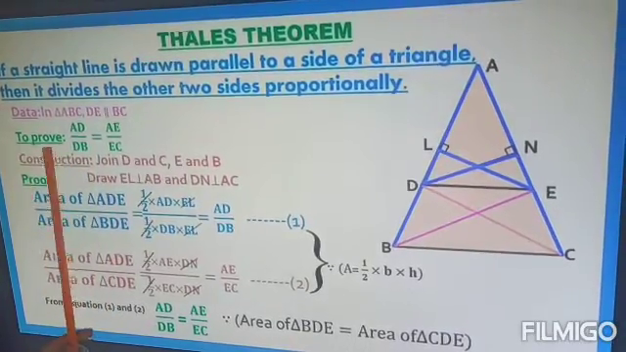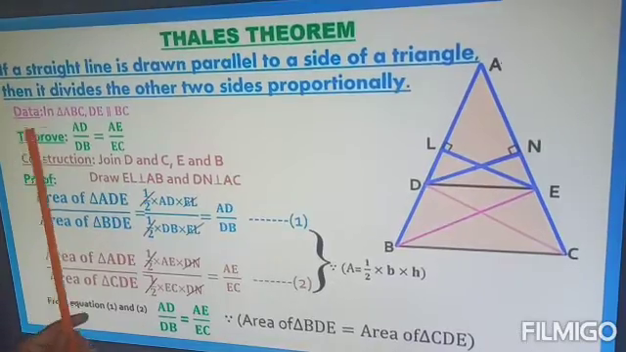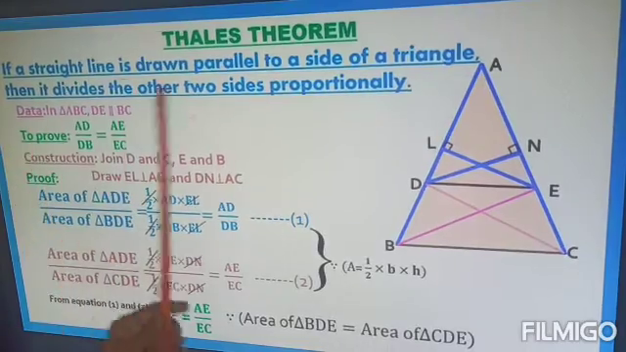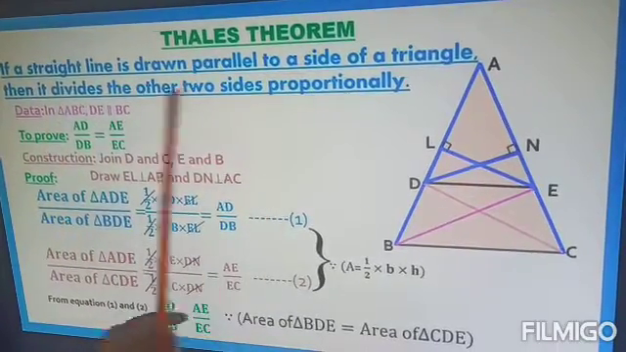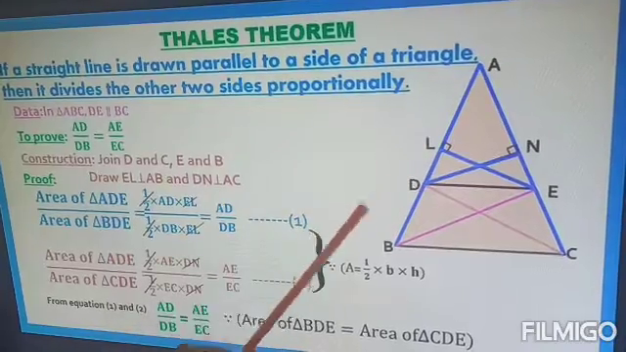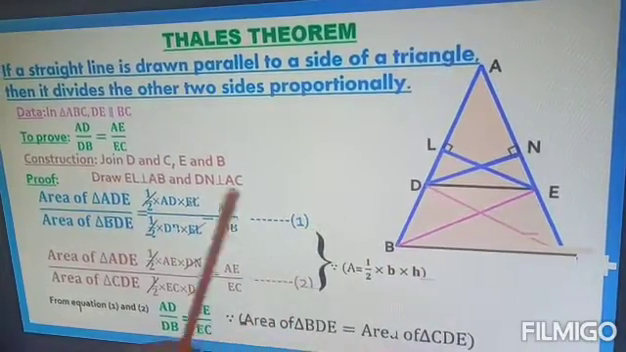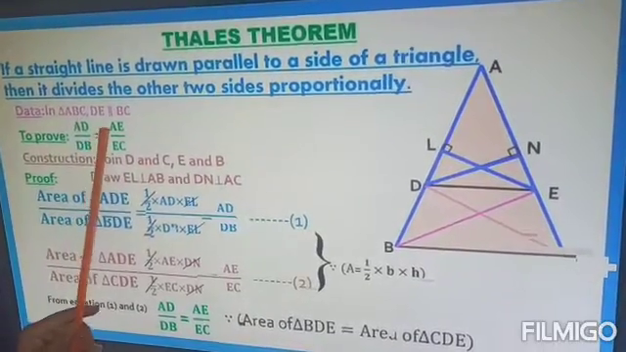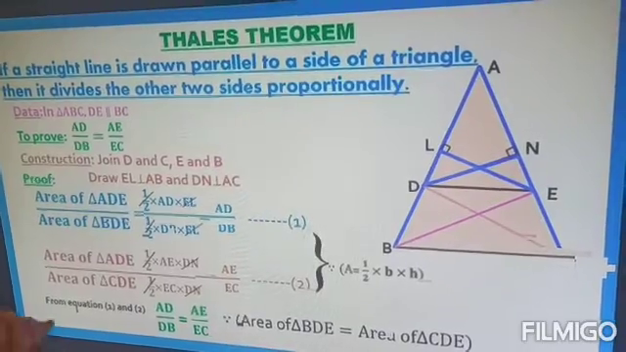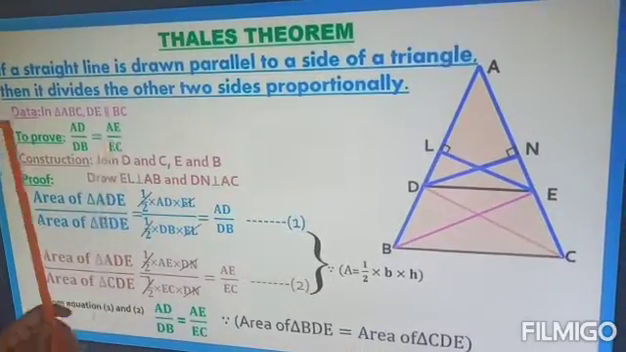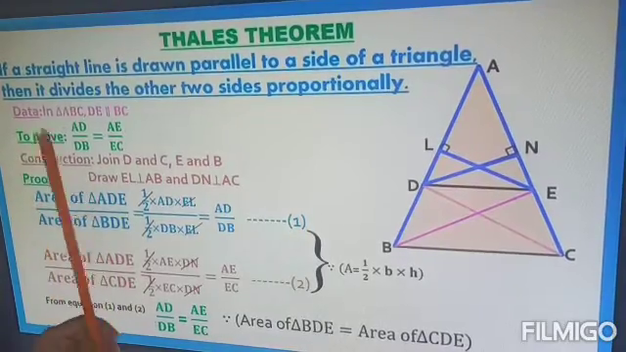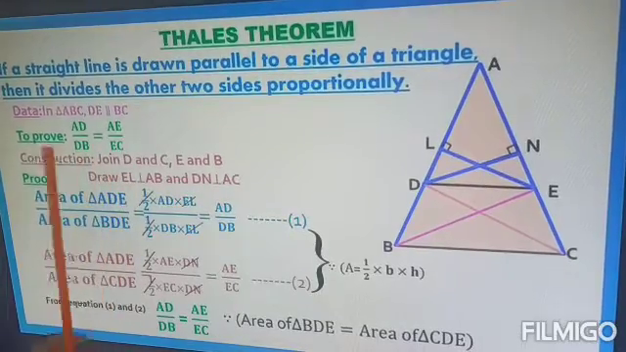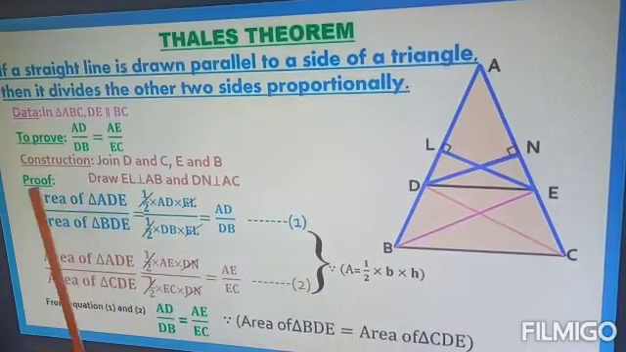Okay. First in data, in triangle ABC, DE is parallel to BC. Then to prove, the second part, divides the other two sides proportionately, means AD by BD is equal to AE by CE. That we have to prove. So simple. In every theorem, the first part will be the data, then last, what is the question, what we have to prove, that becomes the to prove. Okay, these 2 points first we have to write.